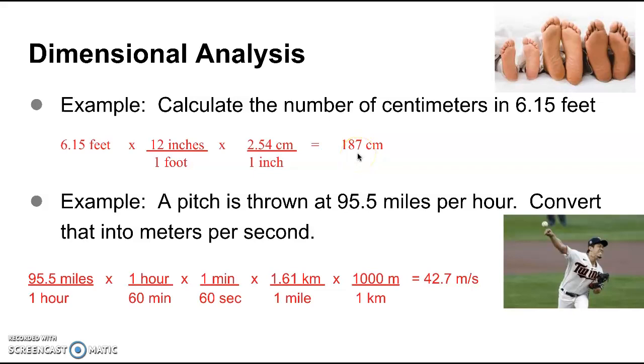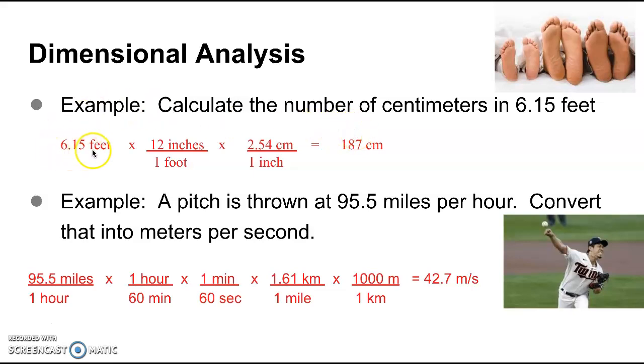So you just got done doing significant figures. When you set up conversions, you don't want the conversion factors to limit the number of sig figs in the answer. So another way to look at that is however many sig figs you have in your starting number, 6.15, that has 3, that's how many you want in your answer.